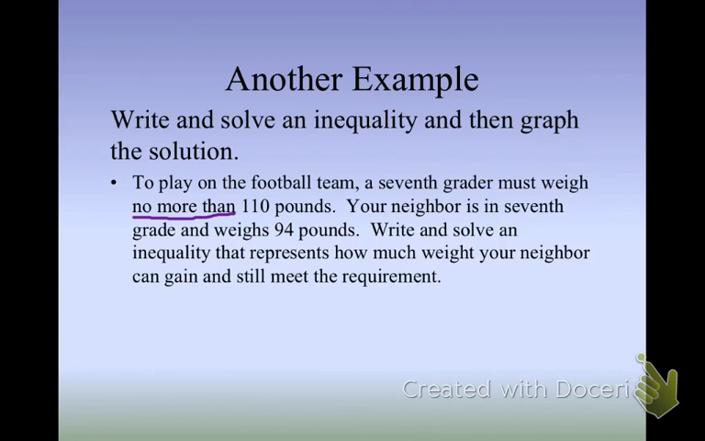So to play on a football team, a 7th grader must weigh no more than 110 pounds. Your neighbor is in 7th grade and weighs 94 pounds. Write and solve an inequality that represents how much weight your neighbor can gain and still meet the requirement.